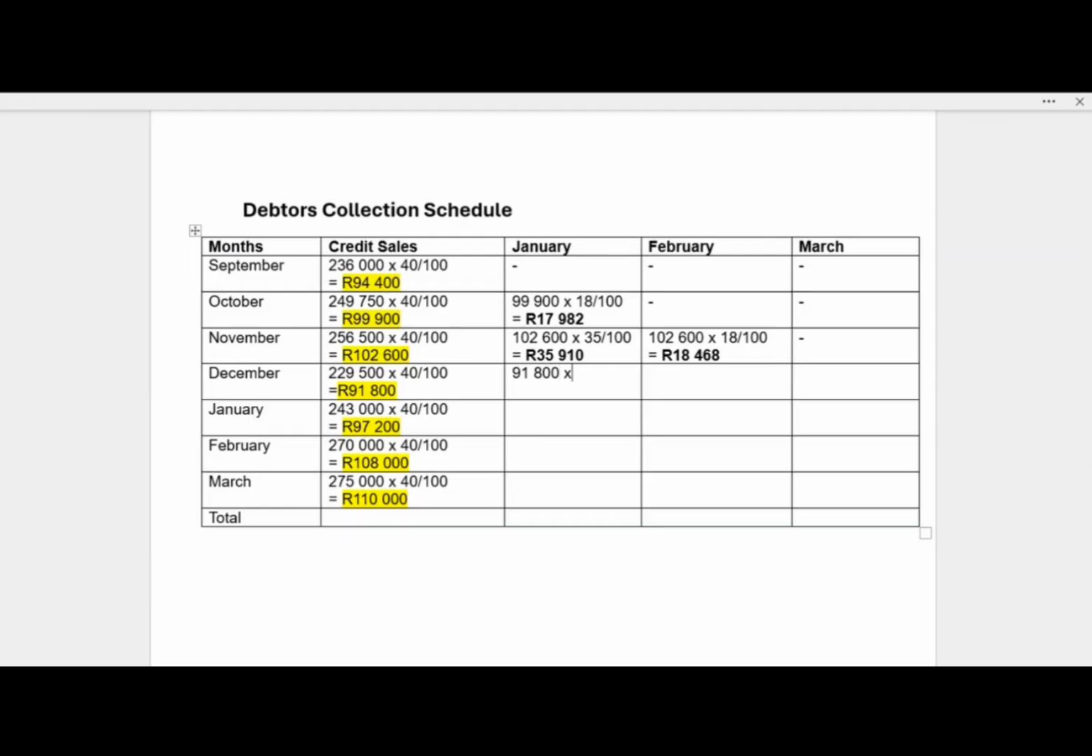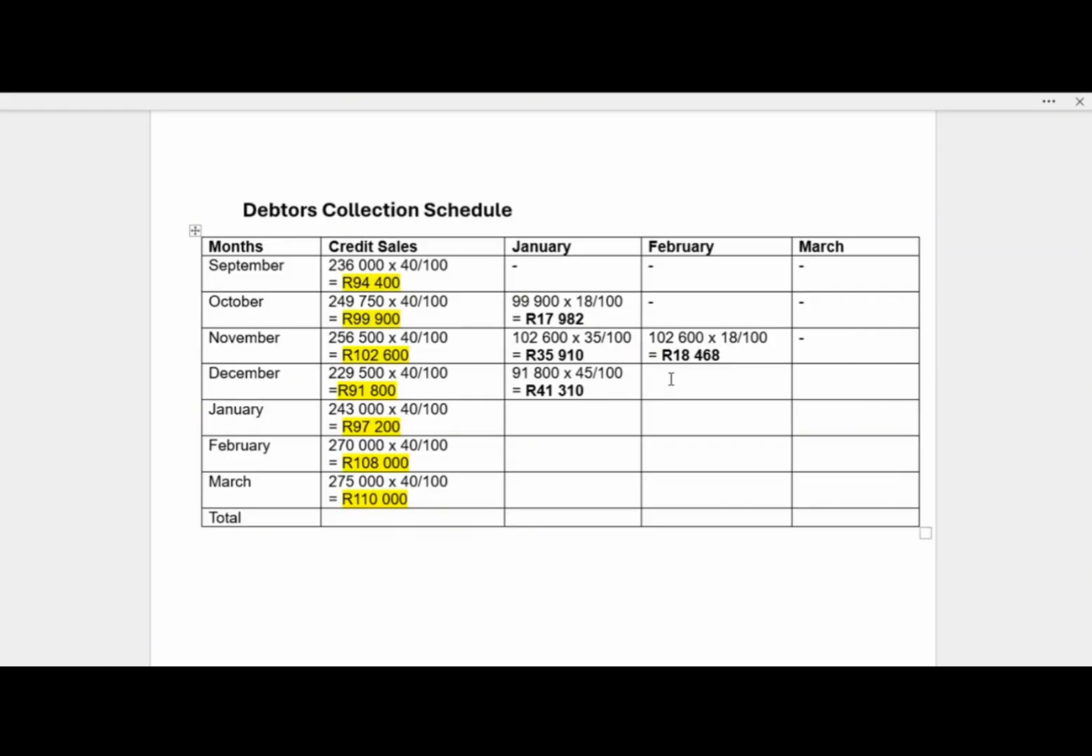So you multiply by 45, you divide by 100. All right, and then how much there? How much right there? And then it's going to be 91,800 multiplied by 45 divided by 100. And then you are going to collect 41,310 for December in January. All right, 41,310.